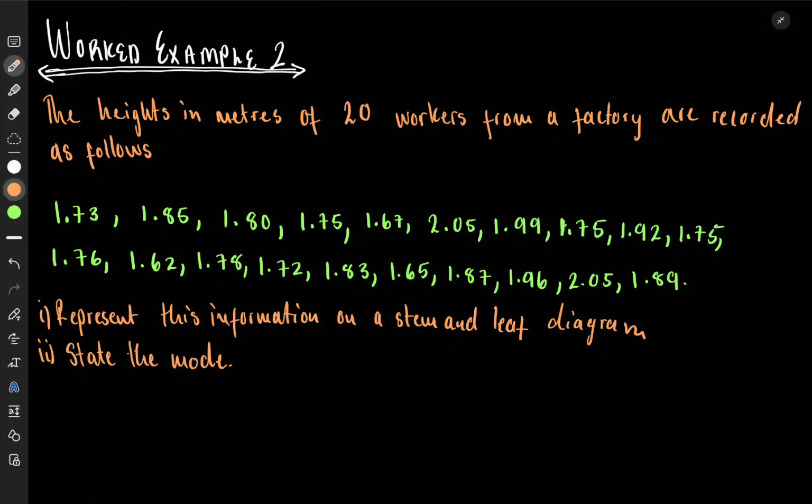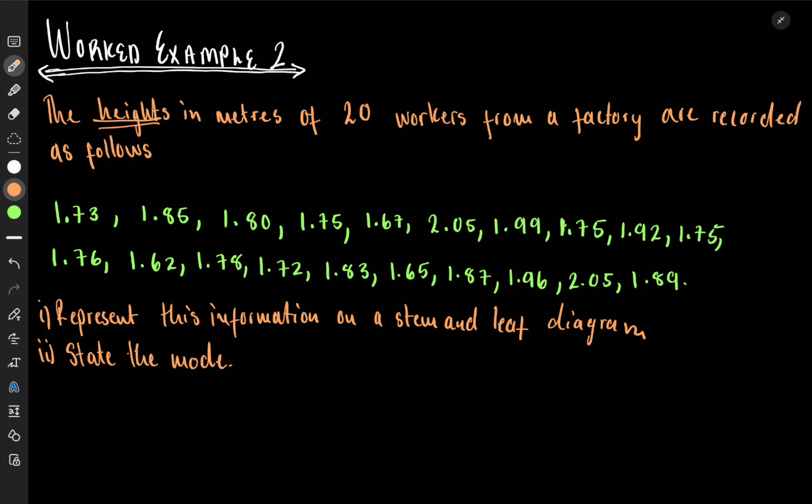Here's the next question, so we go through it. The heights in meters of 20 workers. So here we are dealing with heights, of 20 workers from a factory, recorded as follows. Here are the heights in meters. Represent the information on a stem and leaf diagram.